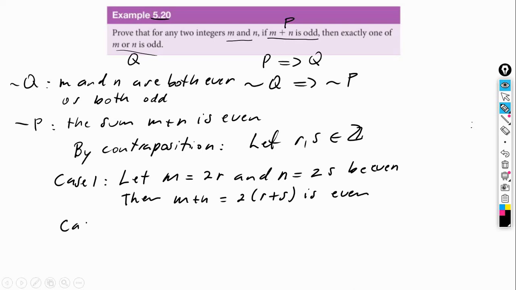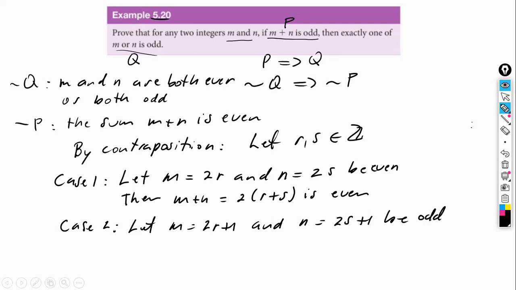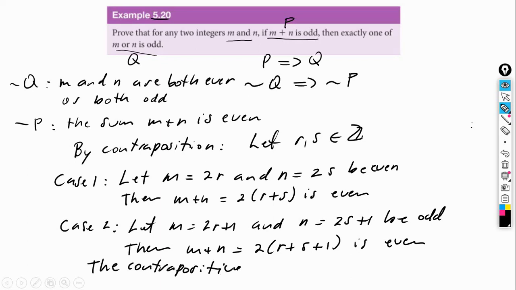Case 2, let m equal 2r plus 1 and n equal 2s plus 1 be odd. Then m plus n is equal to 2 times r plus s plus 1, which is even. So the contrapositive is true. Hence, the original statement is true.